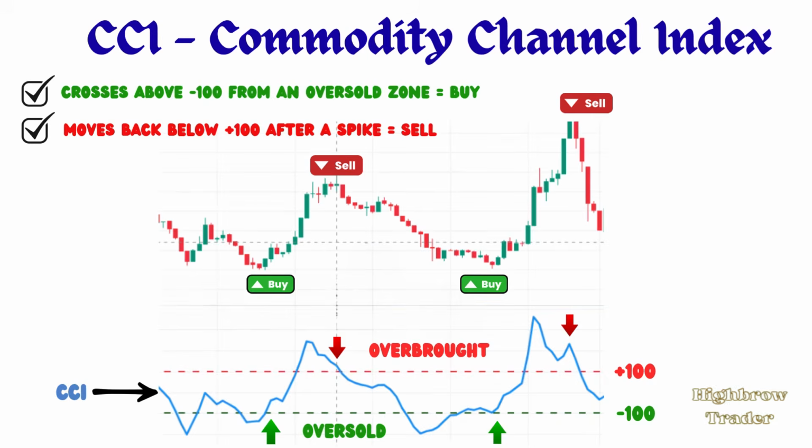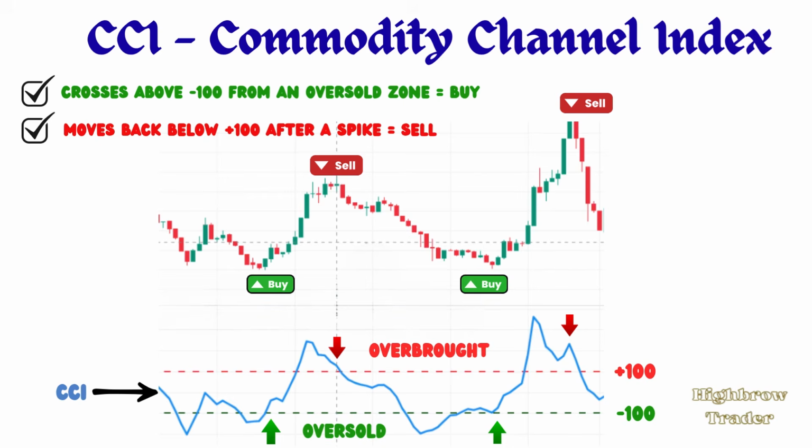Let's take a look at the CCI, the Commodity Channel Index. It shows how far price is from its average, acting as both a momentum and pullback tool. Above plus 100, price is considered strong. Below minus 100, it's considered weak.